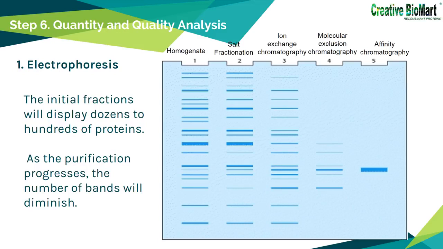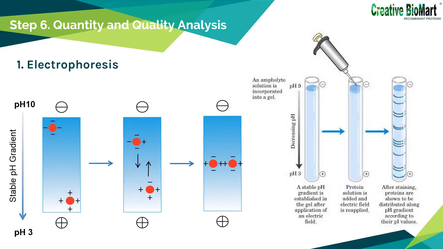The initial fractions will display dozens to hundreds of proteins. As the purification progresses, the number of bands will diminish, and the prominence of one of the bands should increase. This band will correspond to the protein of interest. In case some protein has a similar weight to the target protein, we need to run isoelectric focusing first. Isoelectric focusing can be combined with SDS-PAGE to obtain very high resolution separations.